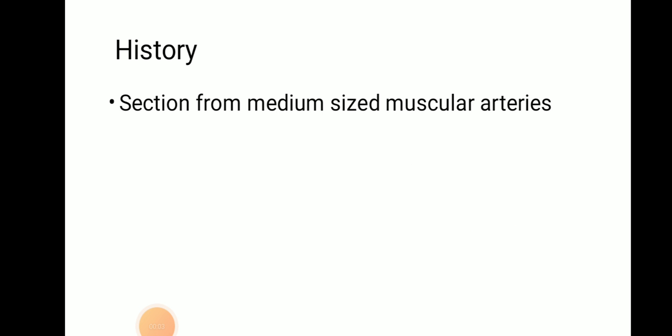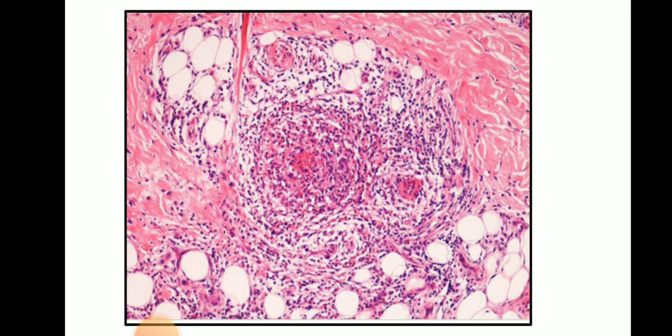Morning everyone. Case number 6. History given to us was section from medium sized muscular arteries. In this image we can see small to medium sized vessels surrounding which are mixed inflammatory cell infiltrates composed of lymphocytes, eosinophils and neutrophils along with fibrinoid degeneration of vessel wall. So the diagnosis was polyarteritis nodosa.